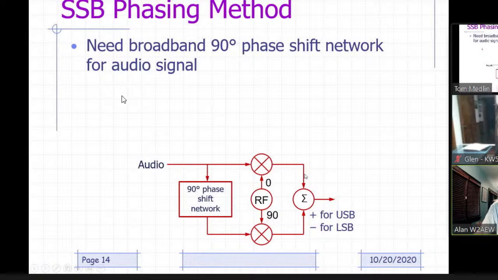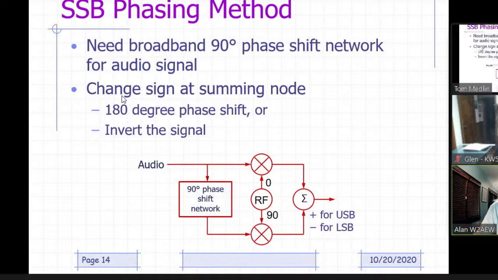Then if we take the output of those 2 mixers and add them, we might get upper sideband. If we subtract them, we get lower sideband. So if you have a variable gain stage that can invert one of the signals or not, you can actually get upper sideband or lower sideband without even having to apply a filter. This is what's typically done in a phasing method single sideband, both generation as well as receive. So just a sign change at that summing node, which is again a 180-degree phase shift, or simply inverting one of the signals, you can select the upper and lower sideband without using any filters at all.